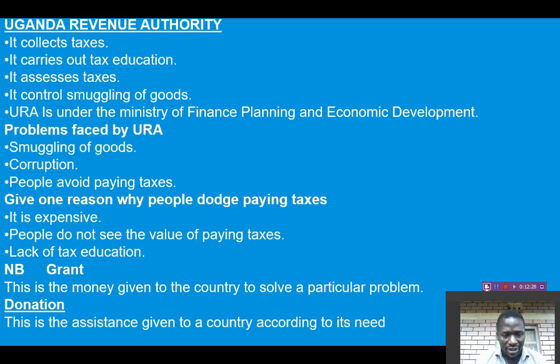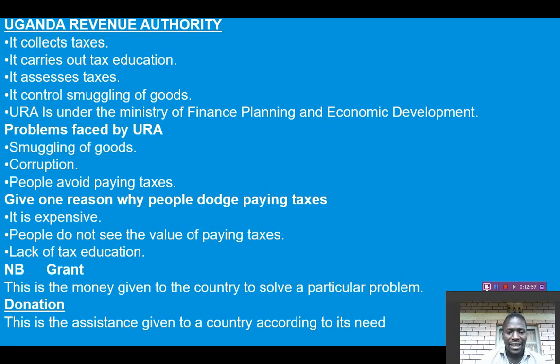Grant, this is the money given to a country to solve a particular problem. A certain country offers that money to another country to solve a certain problem. That money is called grant. For example, if there's a disease like COVID-19 and a certain country gives money to another country, that money is termed as grant. Then to differentiate it from this, there's also what we call donation.